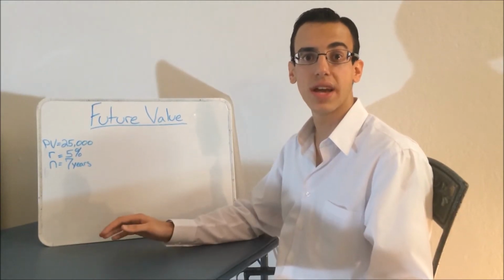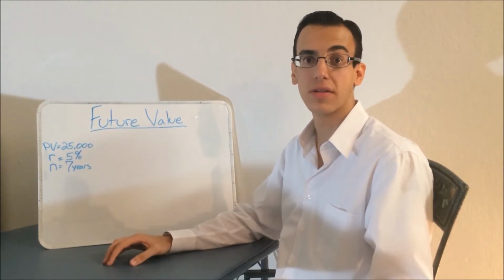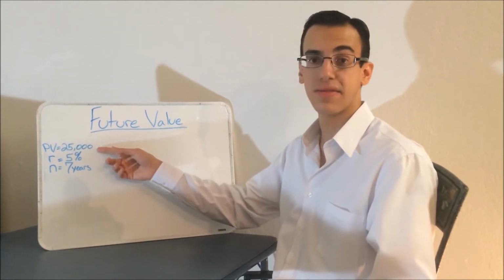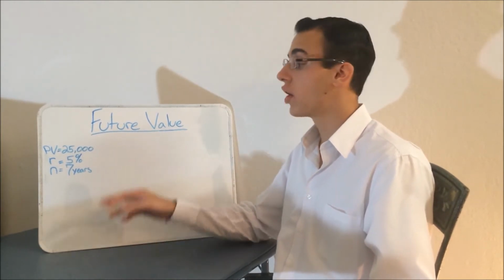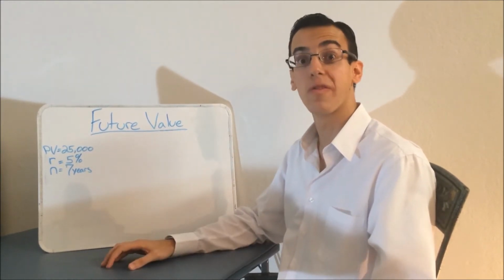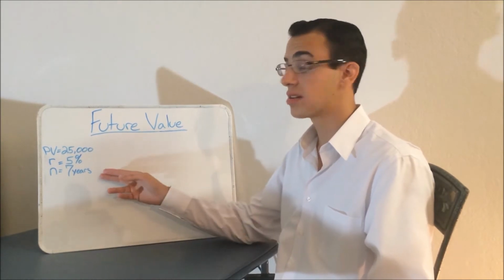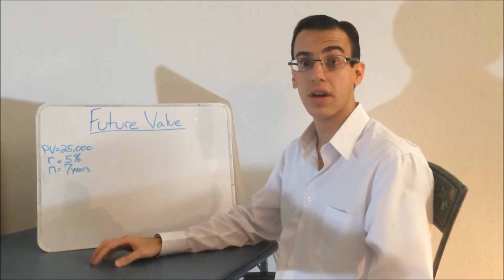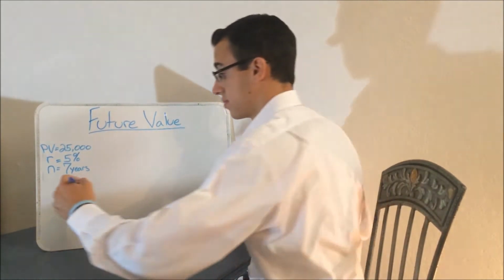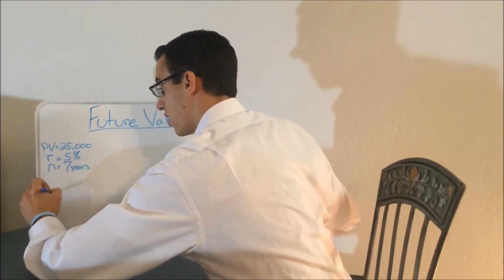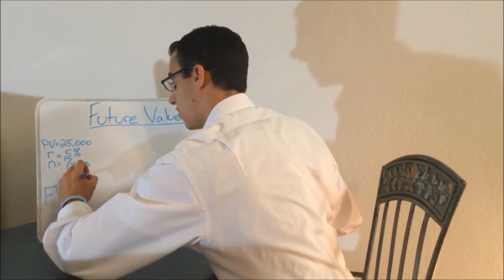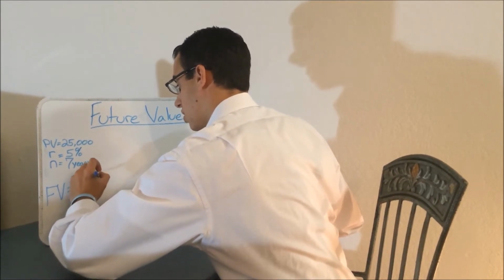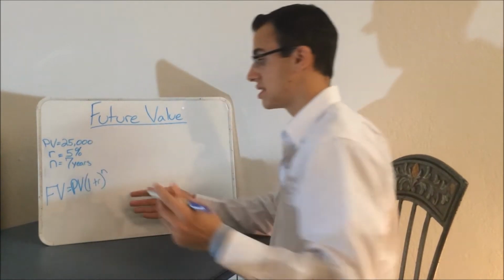Alright guys, so let's take a look at our first example for future value. In this example, our present value, the amount we have right now, is going to be $25,000. Our interest rate is going to be 5% or 500 basis points. And our time in years is going to be 7. So first, let's write out our formula. Remember, our future value equals our present value times 1 plus R raised to the n.